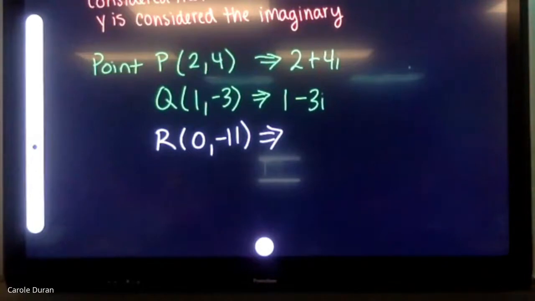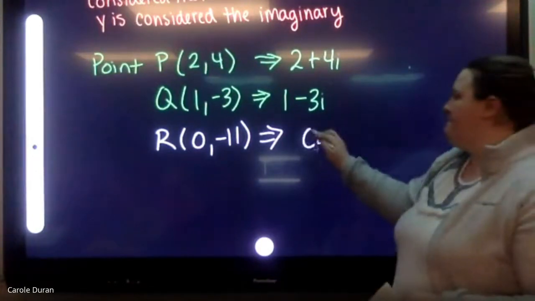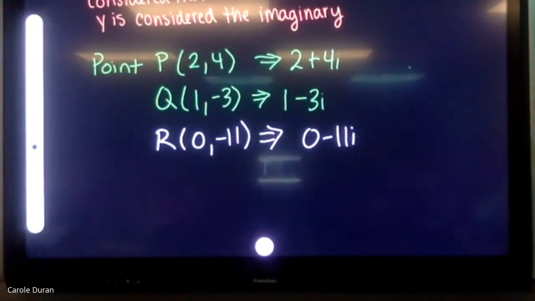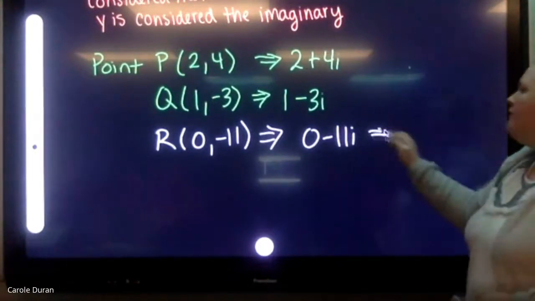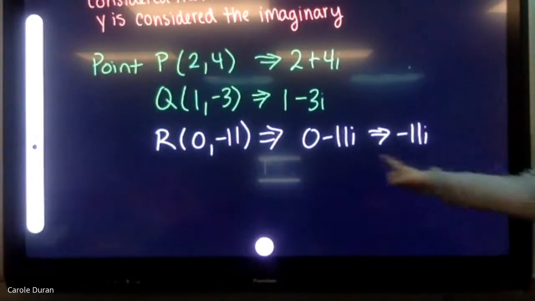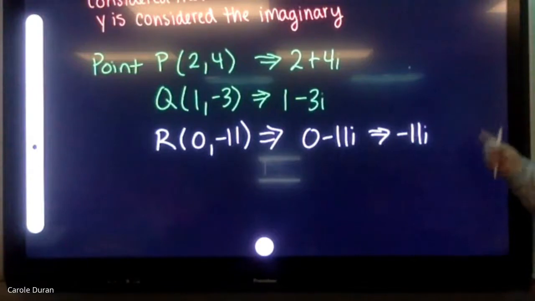Ismail, what'd you come up with? 0 minus 11i. 0 minus 11i, or since the real part is 0, we can actually leave that off, and this could just be negative 11i. It is your choice if you want to leave it like this or put it like this. It doesn't really matter.